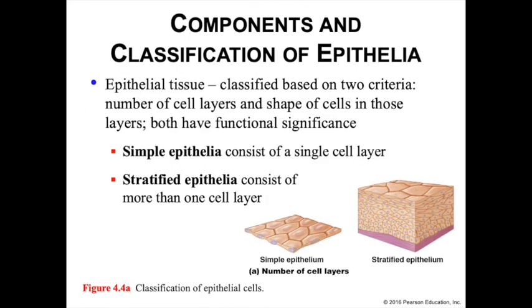We have a couple different ways we can classify epithelium. We can call it simple or stratified. If it's simple, it's just one cell layer thick. If it's stratified, it's multiple cell layers stacked on top of each other.